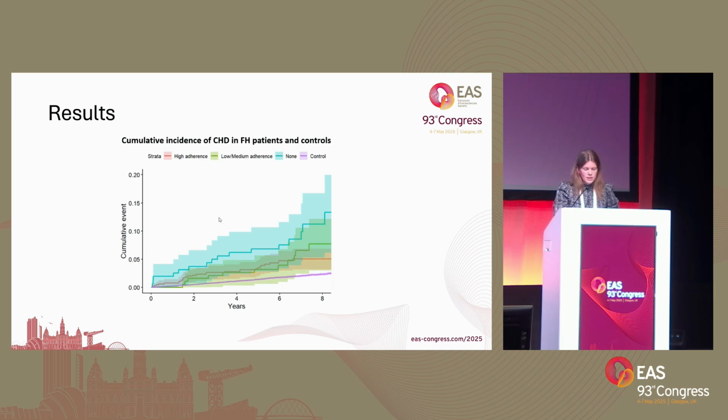Patients with low or medium adherence, which is represented by the green line, had higher incidence than patients with high adherence, represented by the red line, but this difference was not as profound. Regardless of adherence level, FH patients had higher risk of coronary heart disease compared to controls, which are represented by the purple line.